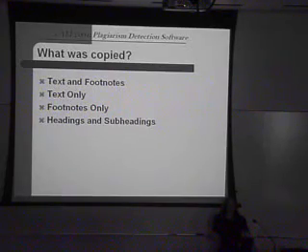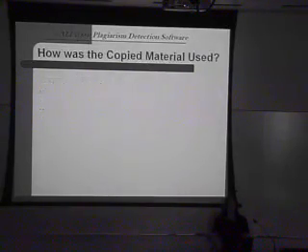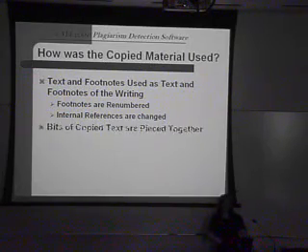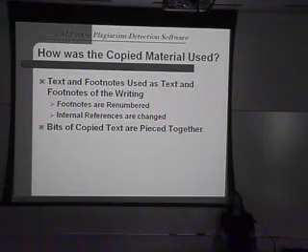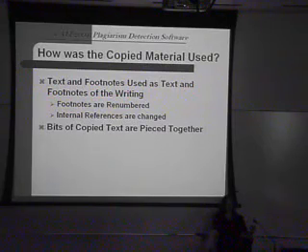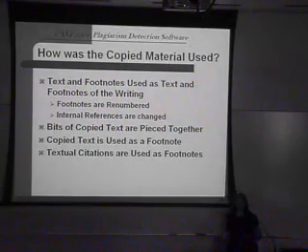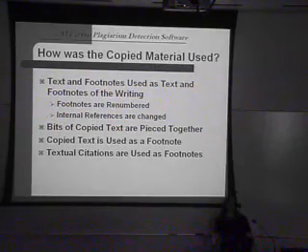What was copied? Students take pieces and parts of all sorts of documents, text, footnotes. They take those pieces and put them together. How are they used? They can take text and footnotes and use those as their text and footnotes. They change the internal references, and they renumber the footnotes. They piece bits of text together. They take one sentence and use that, take another sentence. They use copied text as a footnote, very nice, long analysis in their footnotes. They use textual citations as a footnote. They're usually from non-legal sources.